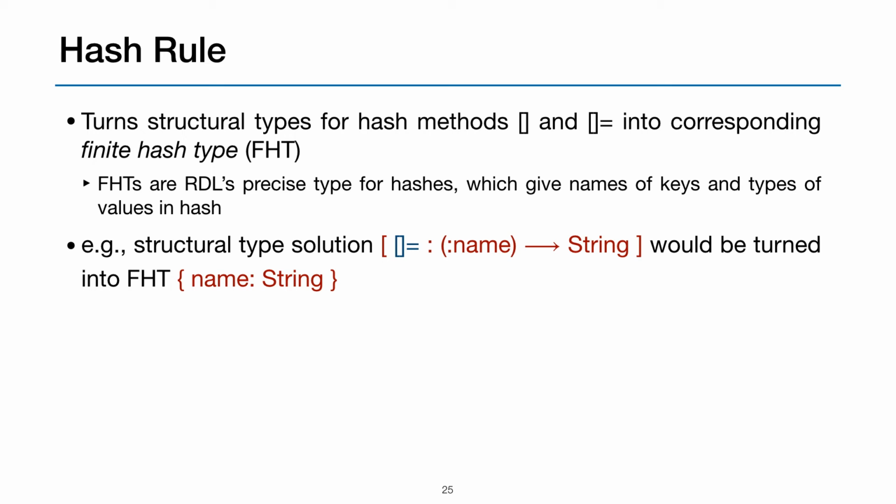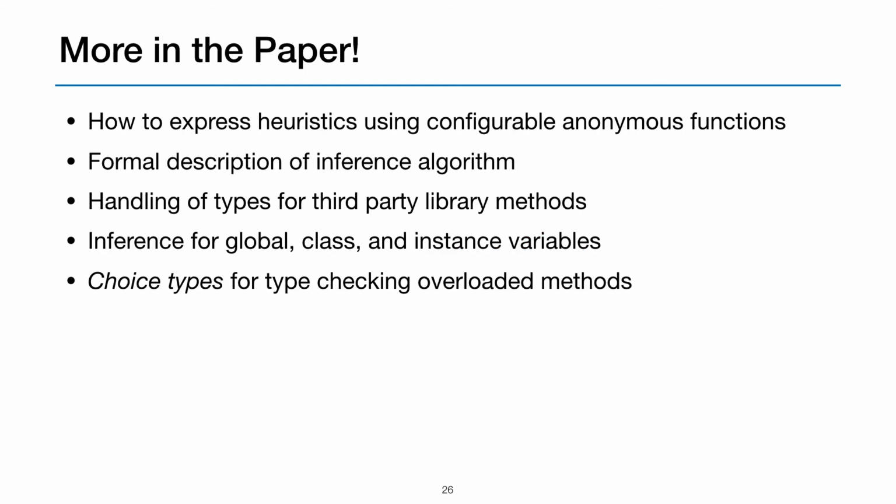For example, if we had the structural type which said that we wrote to the key name with a string, we would turn that into the finite hash type shown here, which says that we map name to string. And you can find much more detail on our inference system in our paper. We discuss how to express heuristics using configurable anonymous functions, which means that heuristic rules aren't actually baked into the type system, but rather that the programmer can pick and choose what heuristics they wish to use.